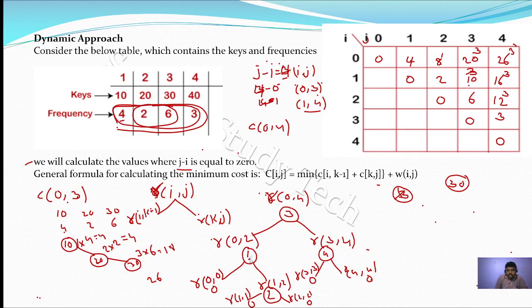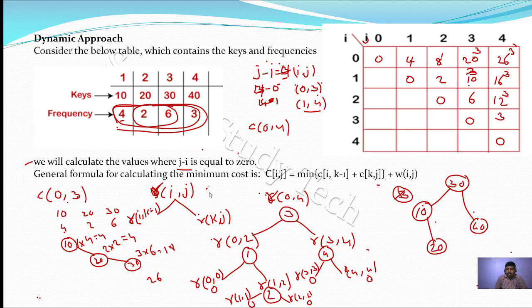Next, on the left side the key value is 1. The first key is 10 on the left side. Here it is the fourth key, that is 40, and here you can see it is key 2, that is 20. Here 20. Then you can see, so 4 keys are placed.